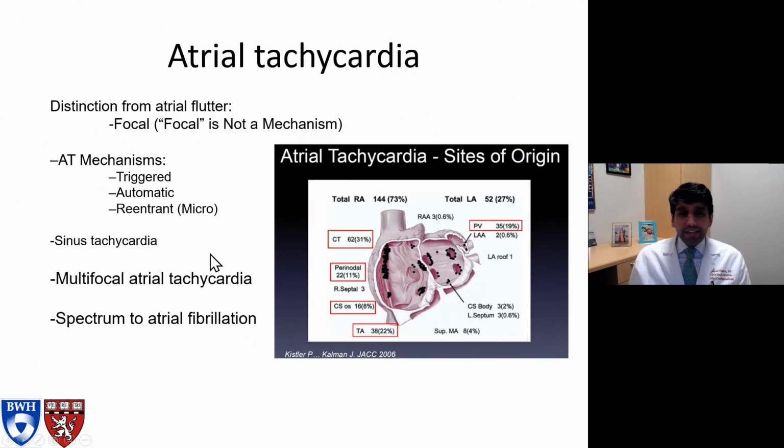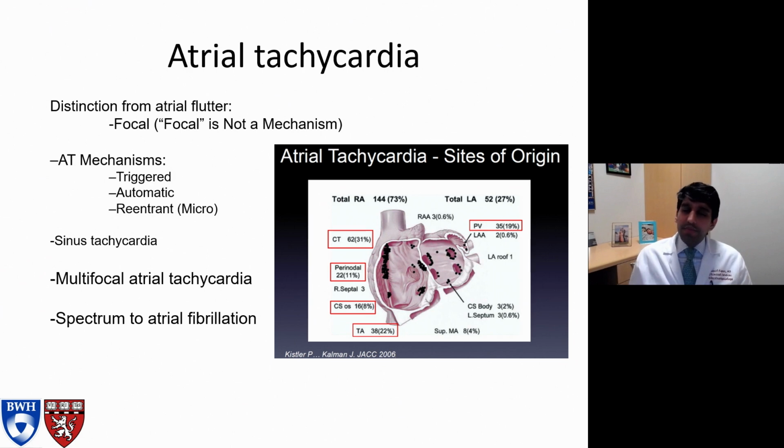What is atrial tachycardia? Just briefly, it's like atrial flutter, where the atrium is kind of doing its own thing, but as opposed to being a large circuit, there's one focus. The focus could be because of triggered activity within a myocyte, which is oftentimes calcium-related, automaticity within a myocyte, or even just a small circuit. Sinus tachycardia is something we get called for a lot, inappropriate or physiologic, which if you think about it is just a form of atrial tachycardia. Multifocal atrial tachycardia is also very common, where multiple different foci are firing at the same time, kind of competing with each other.